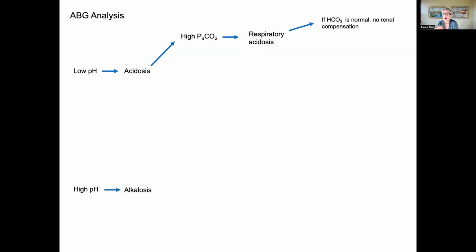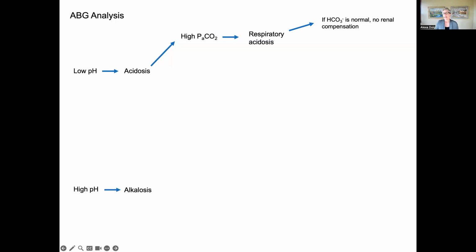We look at the bicarb, it's normal. It's just the kidneys haven't had time to kick in and retain hydrogen and get rid of bicarb. Or the opposite, sorry, get rid of hydrogen and retain bicarb. So usually if the bicarb is normal and there's no evidence of renal compensation, it's because the respiratory acidosis is pretty acute, remembering that the kidneys can take 24 to 48 hours to really kick in full compensation.